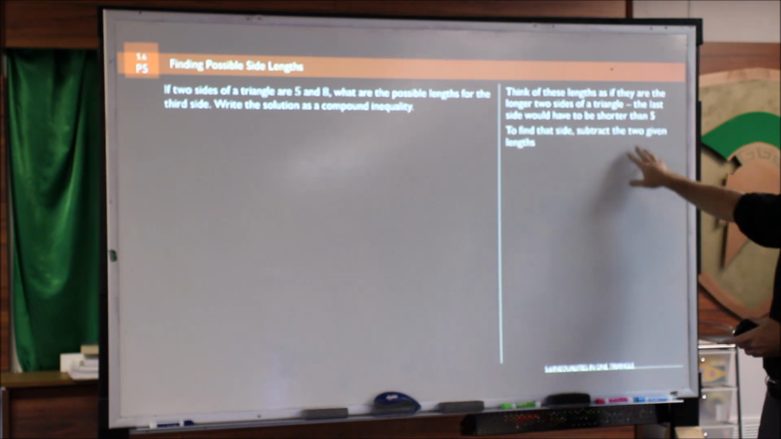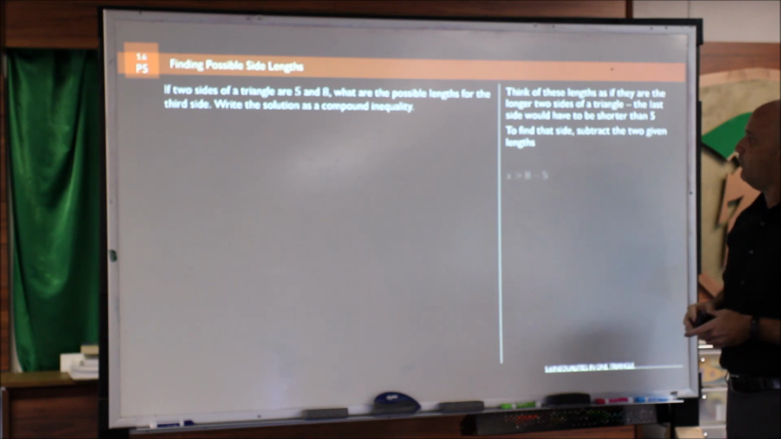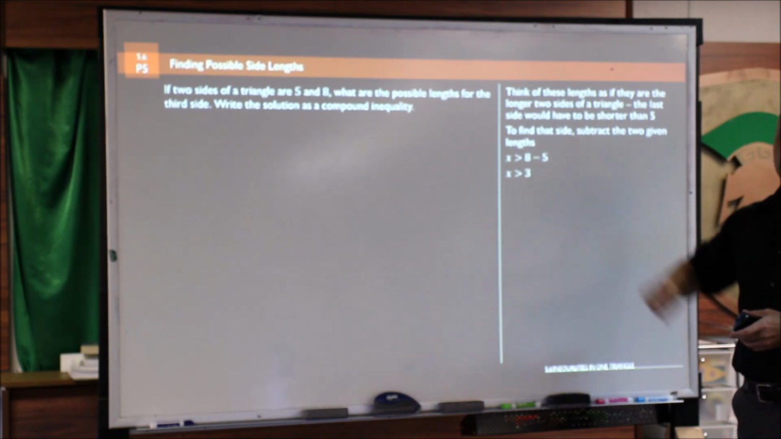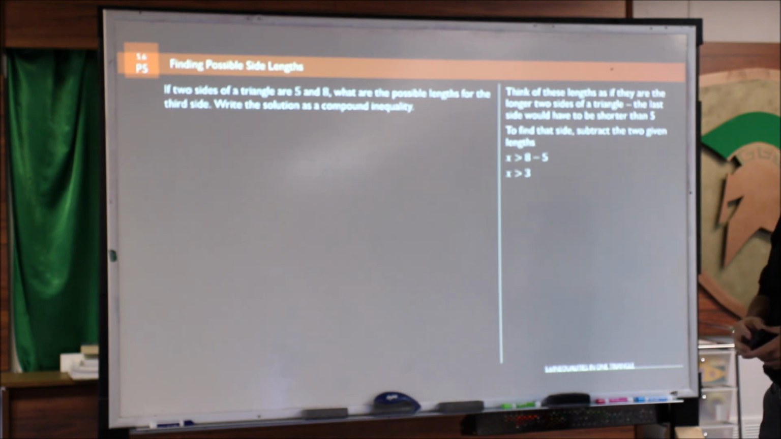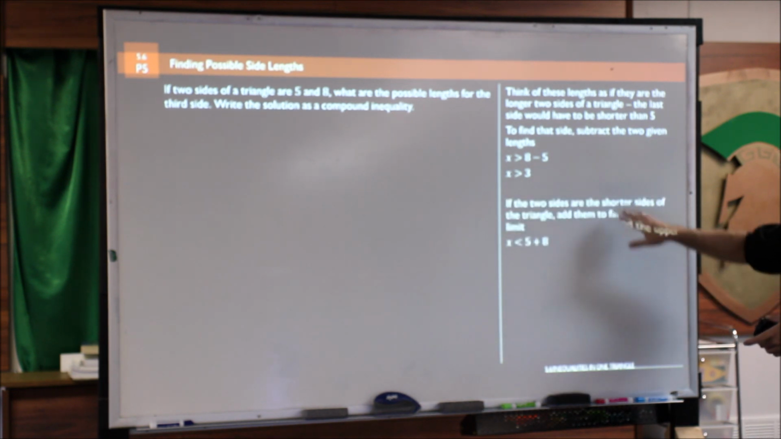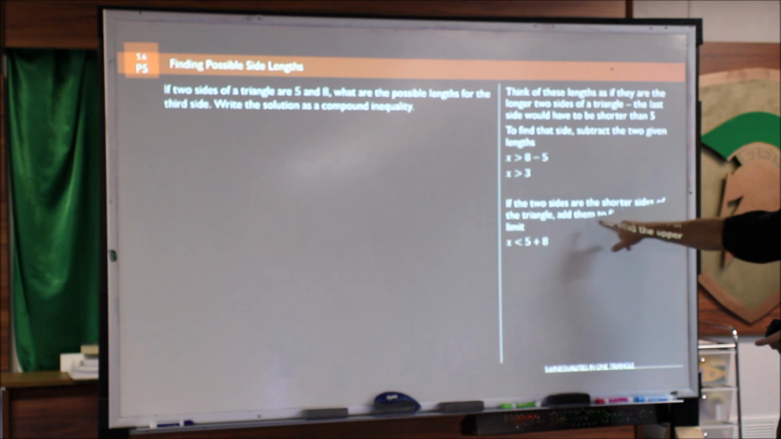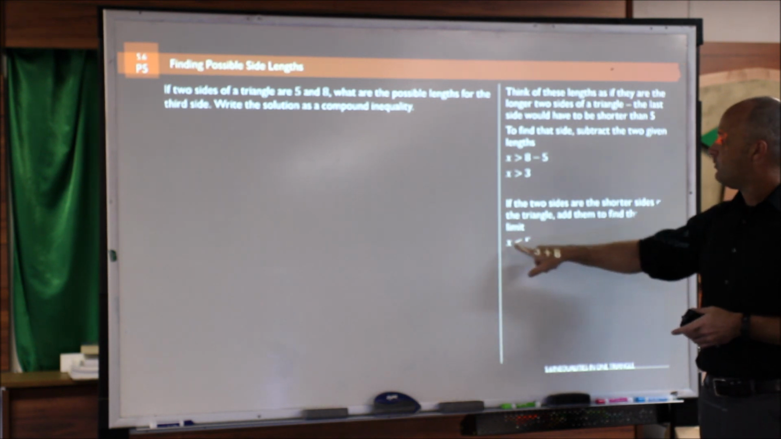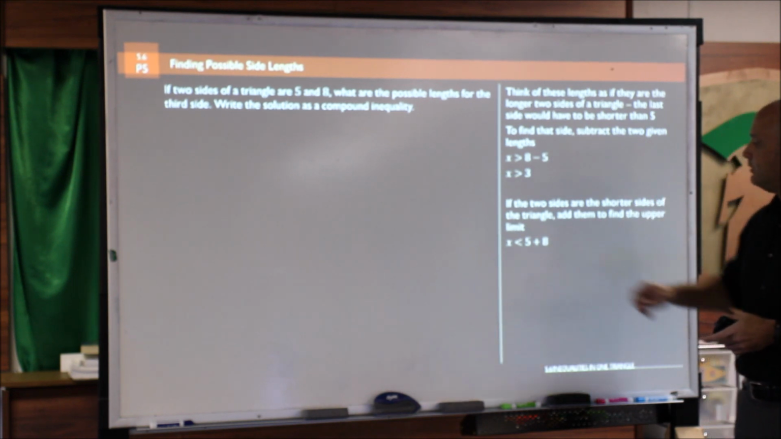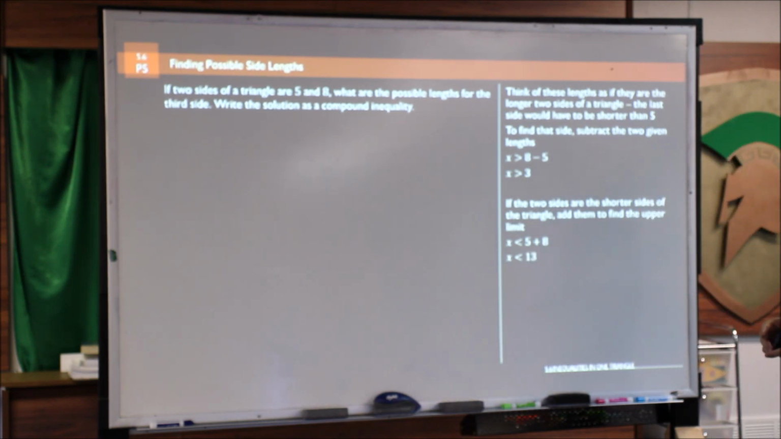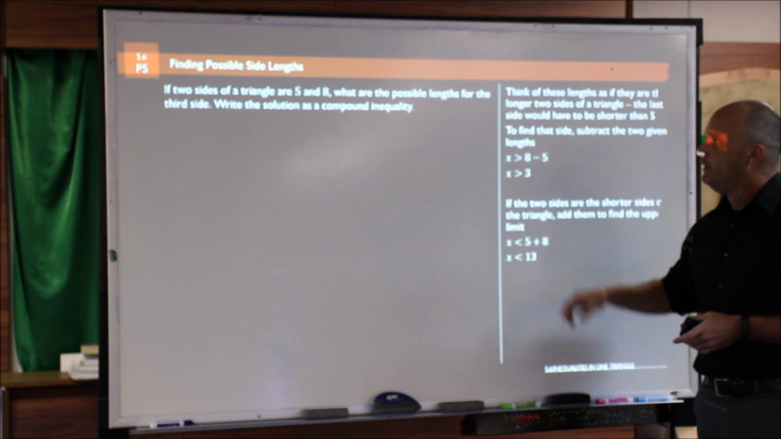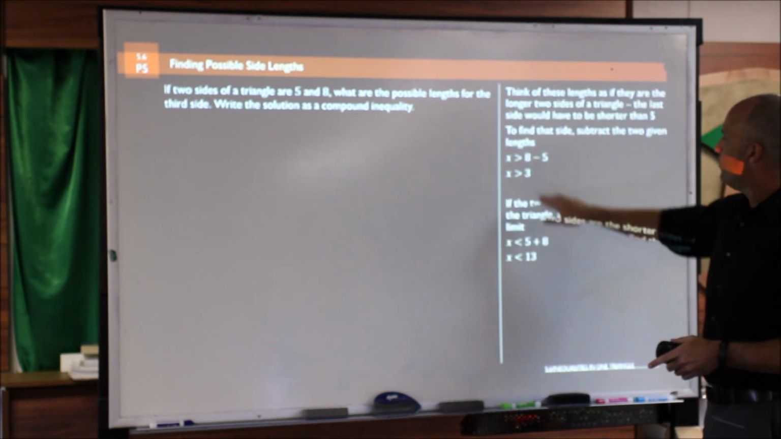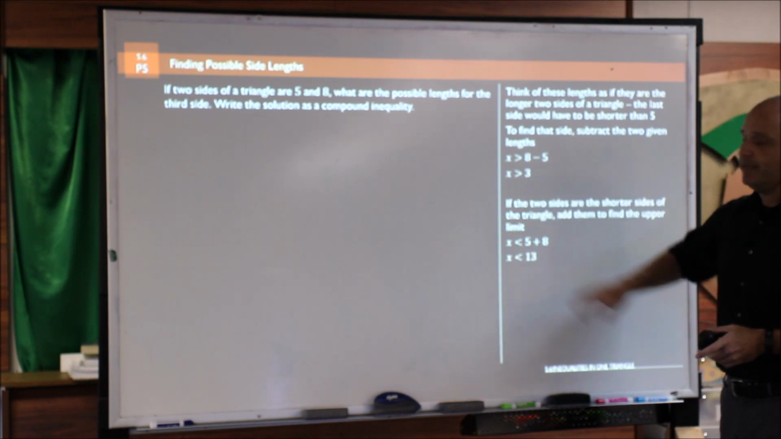To find that side, we're going to subtract the two given lengths. So x is greater than 8 minus 5, so x has to be greater than 3. Then if we think of these lengths as being the shorter sides of the triangle, then when we add them together, we should find the upper limit. So x would have to be less than 5 plus 8, so x is less than 13. So our third side length has to be greater than 3, but less than 13.